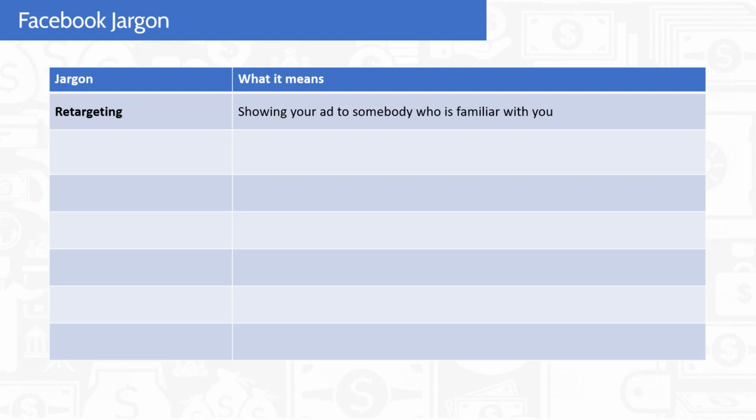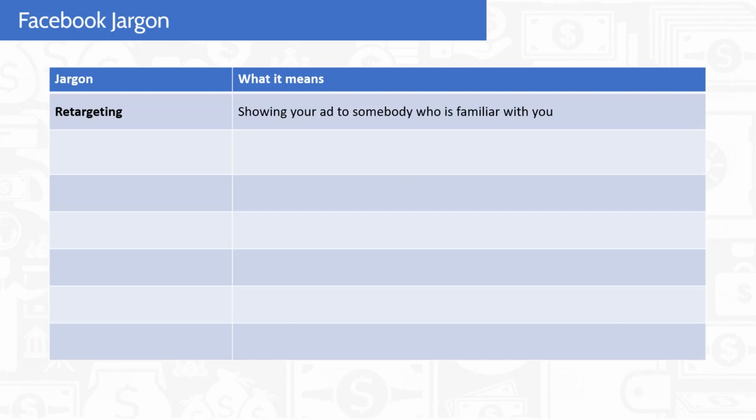Hopefully that's clear now. Now let's run through Facebook jargon. If you're going to be advertising on Facebook, or learning about Facebook, these are all the different words that I came across most frequently that you are definitely going to need to know in order to have a good chance of being successful with Facebook. So the first piece of jargon is retargeting.